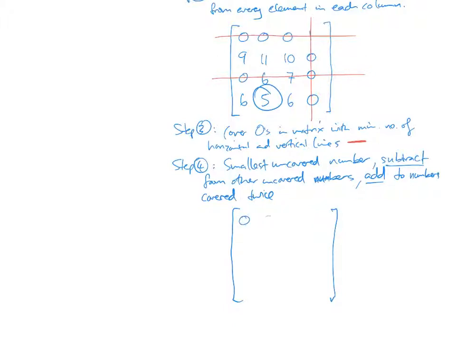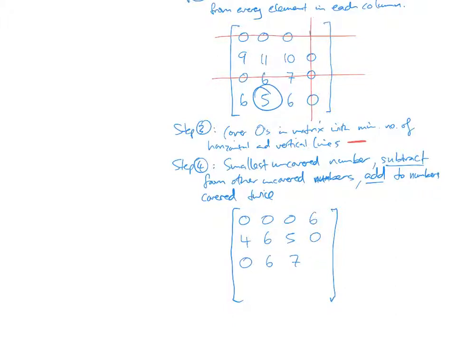Numbers covered once are the same. I add the smallest uncovered number to numbers covered twice. That 1 in the top right corner is covered twice, horizontally and vertically, so 1 plus 5 is 6. Uncovered numbers, I take the smallest number away, so 9 take 5 is 4, 11 take 5 is 6, 10 take 5 is 5. I don't do anything with numbers covered by one line, 0, 6, 7.